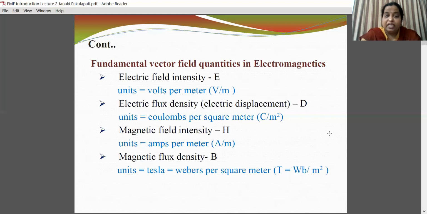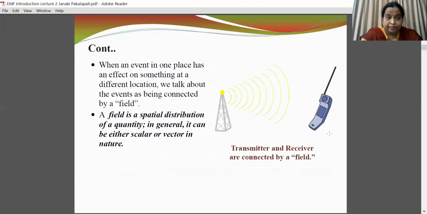The second important quantity which we are going to discuss is electric flux density, represented by D, and its units are coulombs per meter square. The third parameter is magnetic field intensity, represented by H, and its units are ampere per meter. The next parameter is magnetic flux density, whose units are Tesla, or sometimes Webers per meter square. These are the basic field quantities which we are going to study in electrostatics as well as magnetostatics.